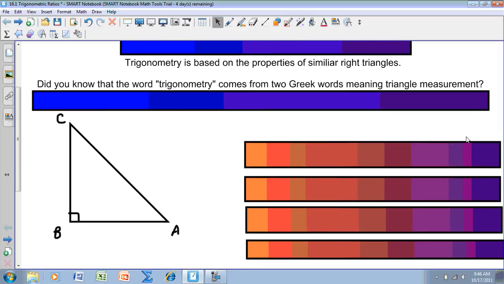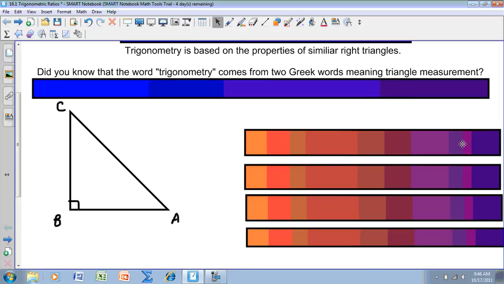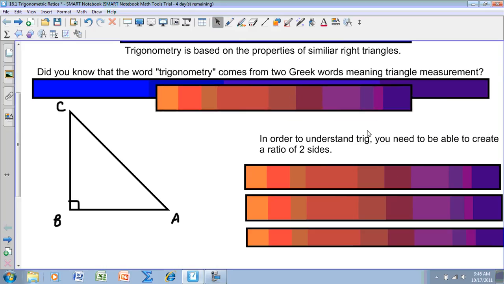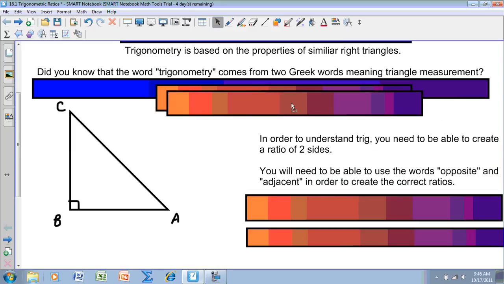Now let's look at some other vocabulary that we're going to have to use. Do you see the right triangle here? Do you see B is the right angle, and we have angle A, and we have angle C? Well, let's see what important points we have here. In order to understand trig, you'll need to be able to create a ratio of two sides. Maybe there'll be numbers here, like a 12 and a 13 and a 5. Maybe they'll just be letters, like this is side BC and this is side AB, and we'll make a ratio of two of those sides. That's just kind of the basics of it.